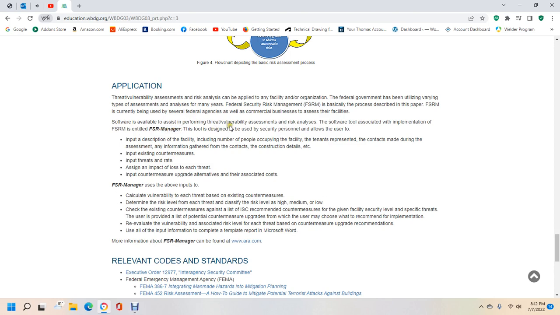The FSRM tool is designed for use by security personnel. It allows the user to input a description of the facility, including the number of people occupying the facility, tenant representatives, and contact and construction details gathered during the assessment. The user can input existing threats and measures, input threats and ratings, assign impact of loss for each threat, and input countermeasures, upgrade alternatives, and their associated costs.